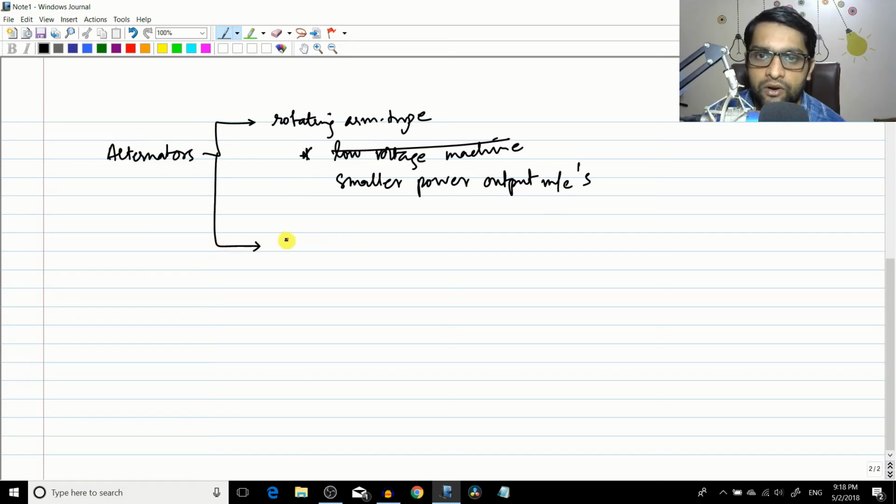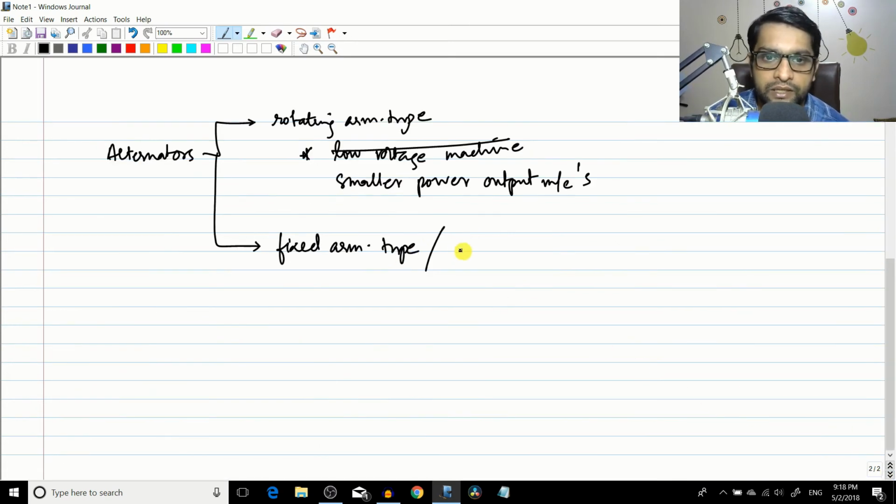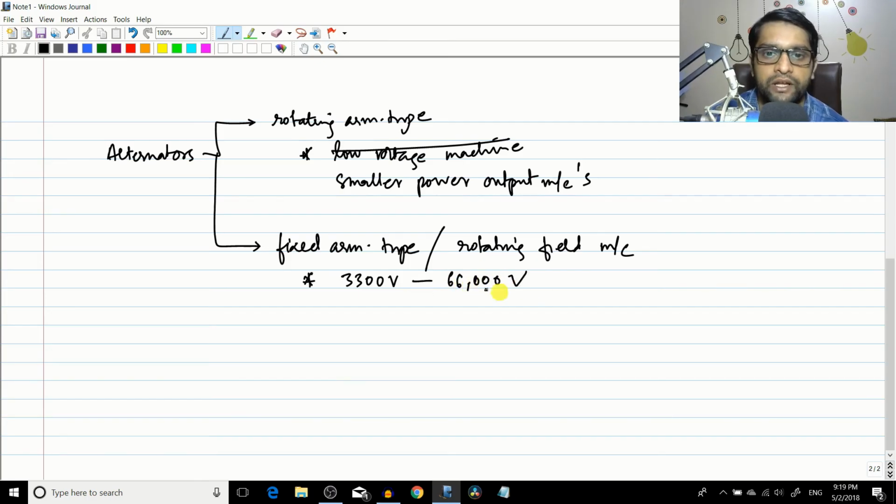Another type is called the fixed armature type. In the previous case the armature was rotating. In this next case, the armature is fixed and the field rotates, so it is the rotating field type. In our AC machinery fundamentals, we have been looking at rotating field machines. Why? Because these are mostly used for high power outputs found in power stations. For example, voltages can range from 3300 volts to 66,000 volts. In this range, we never use the rotating armature type. We only use the rotating field type.